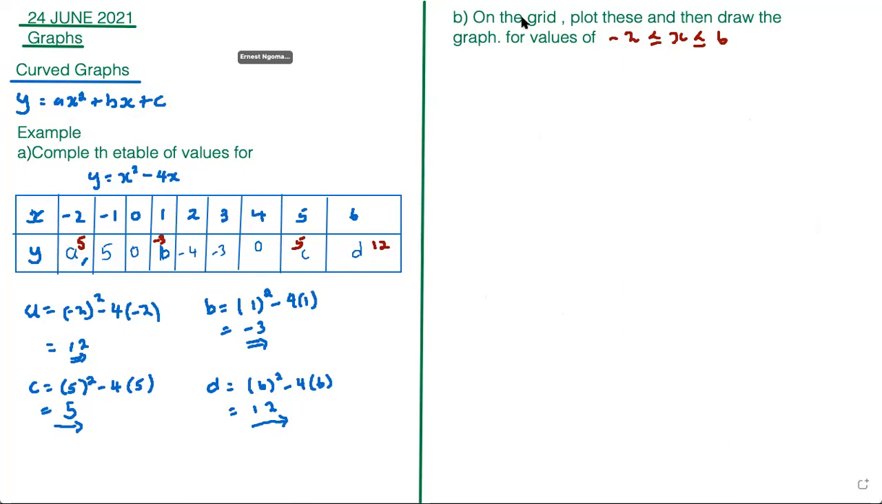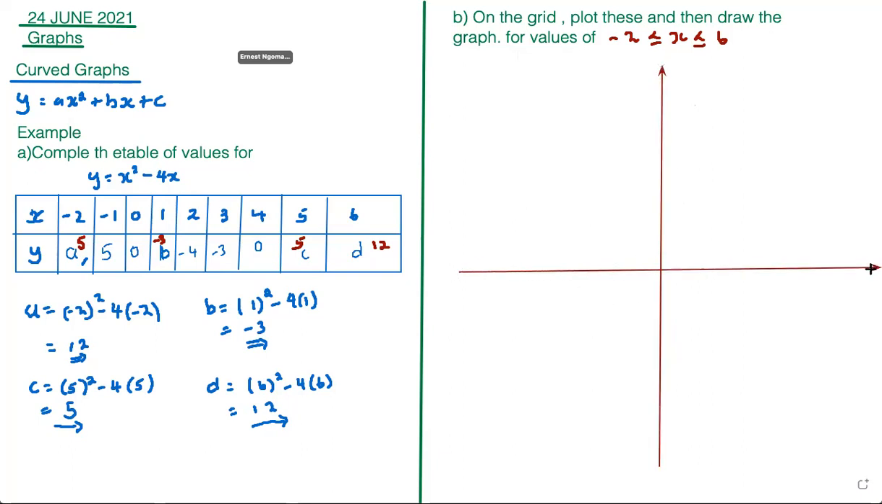I said on the grid, plot these values and then draw the graph for the values of x that are given by that. You can see that x is starting from -2 to 6 right here. So they just want you to plot the graph. So you're supposed to draw a grid. Now, remember, we're drawing a Cartesian plane.